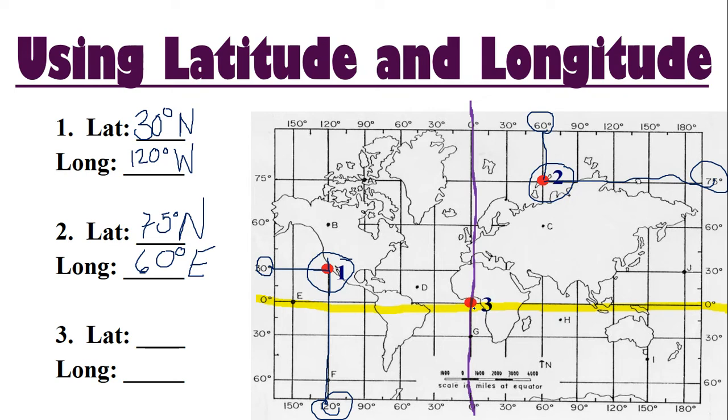Then we have 3. 3 is right here. If you look, it's where the prime meridian is intersecting with the equator. That means 0 degrees latitude, 0 degrees longitude.